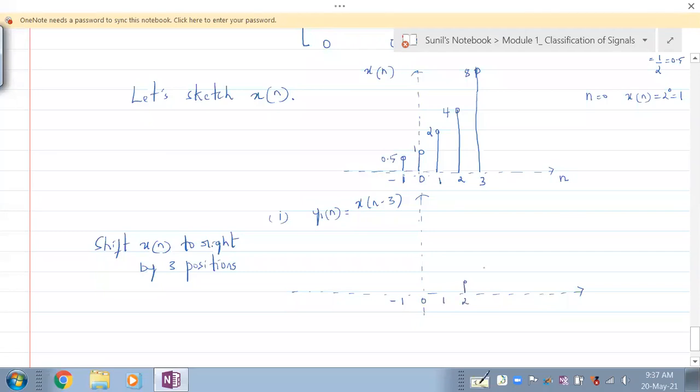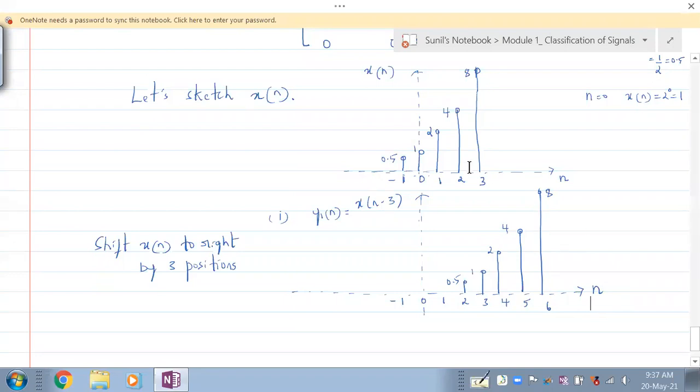At 2 you have 0.5. At 3 you have 1. At 4 you have 2. So this is 0.5, this is 1, this is 2. At 5 you have 4. And this is 8 at 6. So this is what your x of n minus 3 looks like.